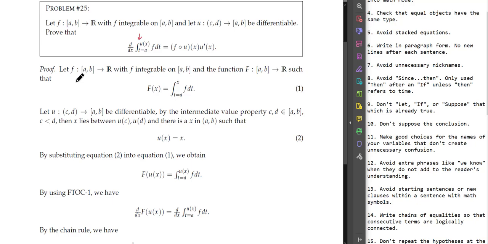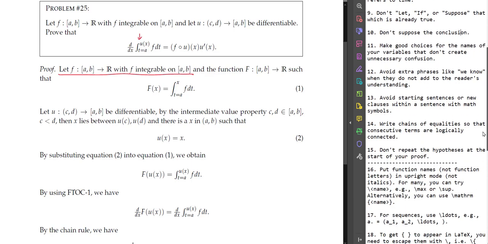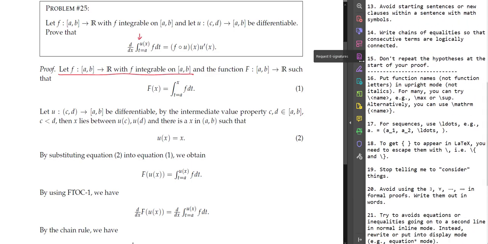Okay, let f be integrable. So we don't want to do this, right? What are we doing? We are repeating the hypotheses, and that's number 15. We don't do that. You could say since it's integrable, but we're not going to say let it be integrable. You don't let that which is already true, and we just did it. It was just let.